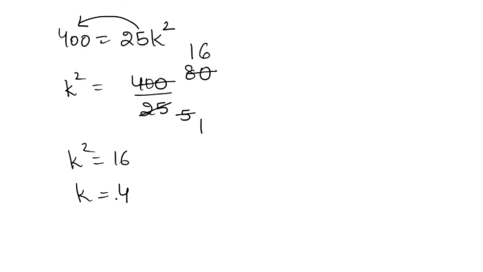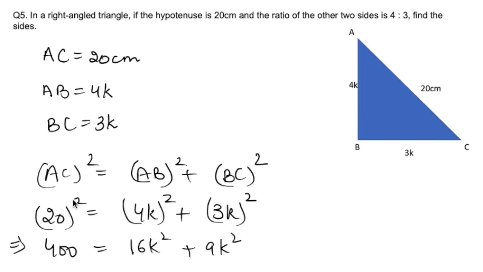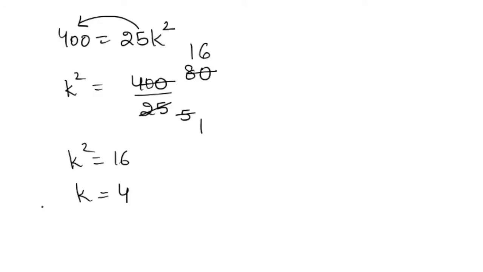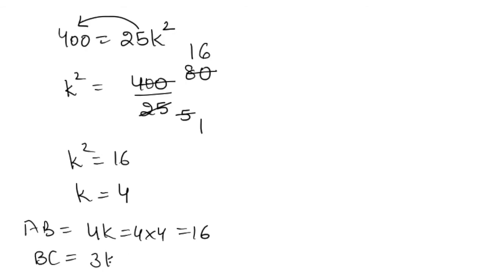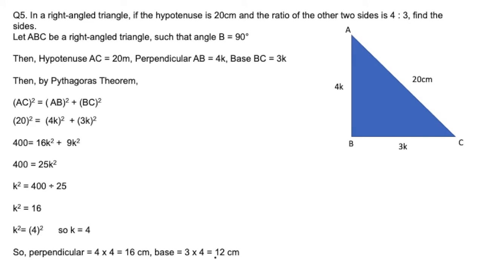This value of K we are going to substitute in 4K and 3K. So that means the value of AB will be equal to 4K, or this can be written as 4 multiplied by 4, which is equal to 16. Similarly, the value of BC will be equal to 3K, which can be written as 3 multiplied by 4, that is equal to 12. So I hope all the steps are clear to you. This is the way you are going to present your answer in a systematic manner. So I hope all the steps are clear and you have to relate it to the diagram as well.